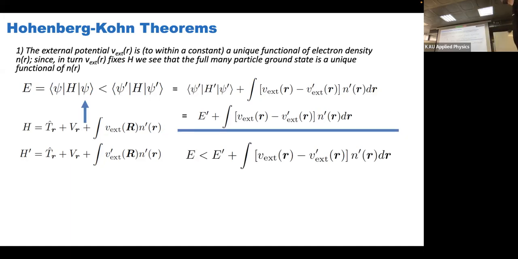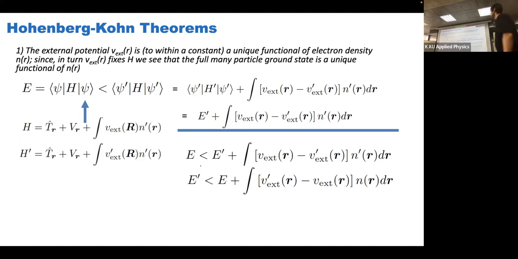And shortly, the ground state energy should be less than some prime energy, which is also the ground state energy for some other system, plus this term. We can do it in the reverse way. We can start from... I hope you understand all this.